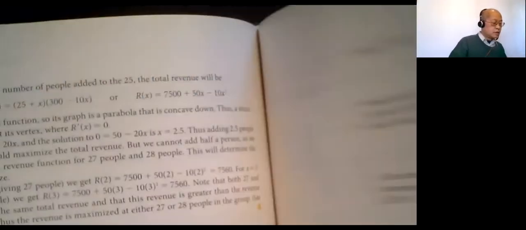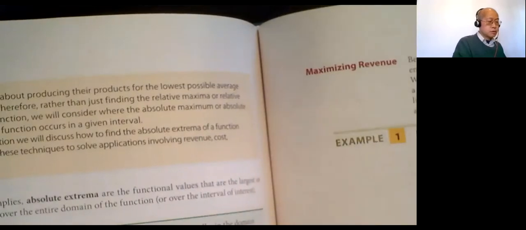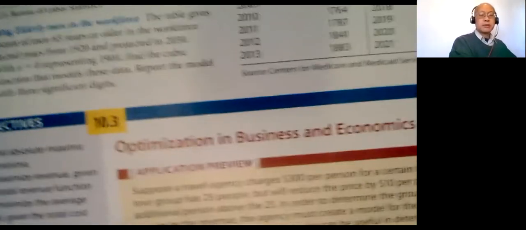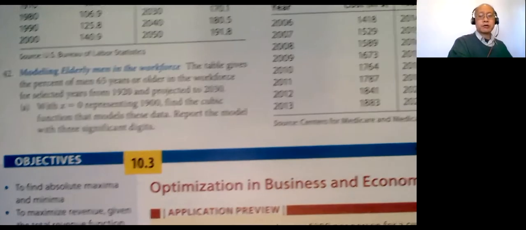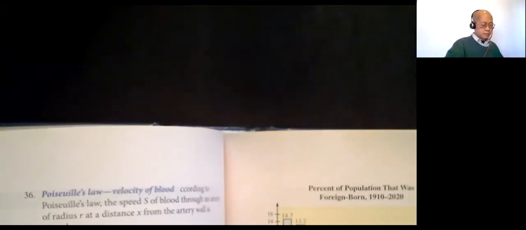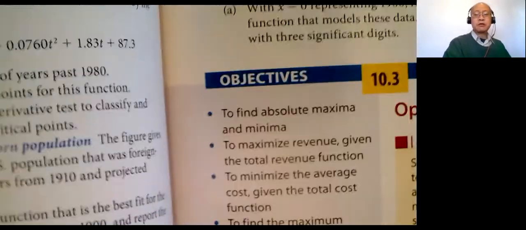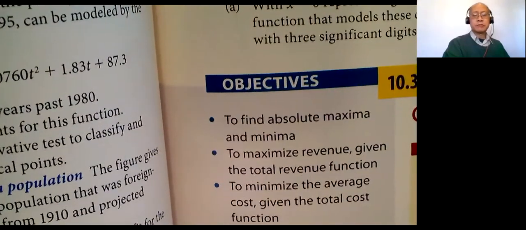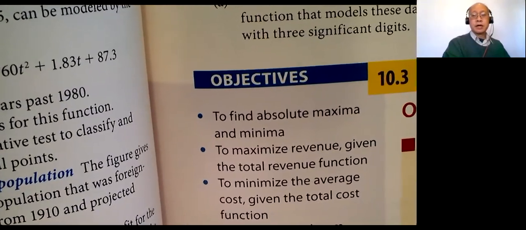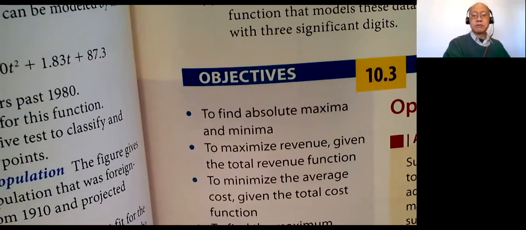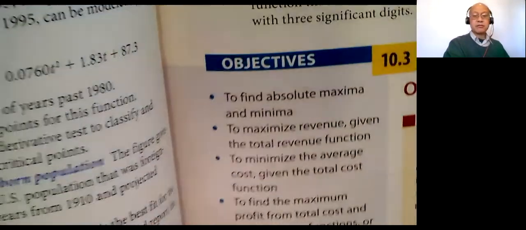Okay, so 10.3. Topic is optimization in business and economics. My page 655. Of course, I've got the 11th edition, which you may not have. Okay, so you want to maximize some quantity, you might want to minimize the quantity. Okay, first thing we're going to do, see where it says objectives, find absolute maxima and minima. Okay, 1 maximum, 2 maxima, showing you that. Other things, maximize revenue, minimize average cost, maximize profit, stuff like that.